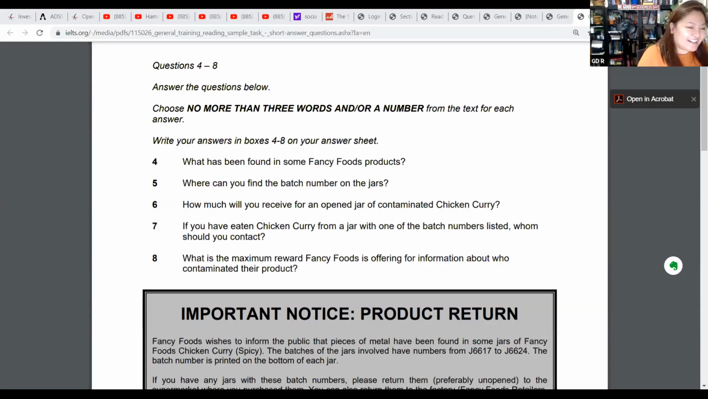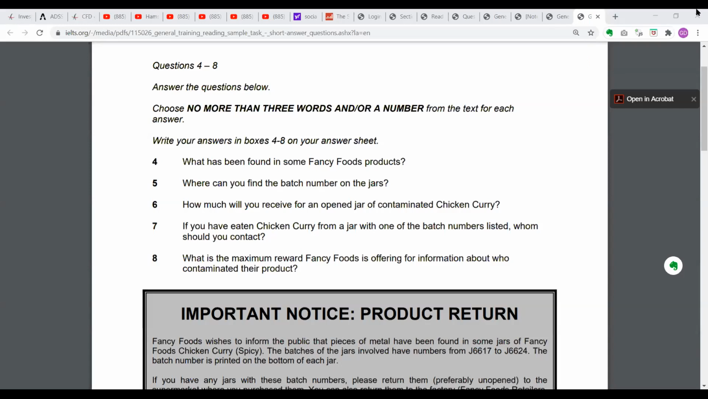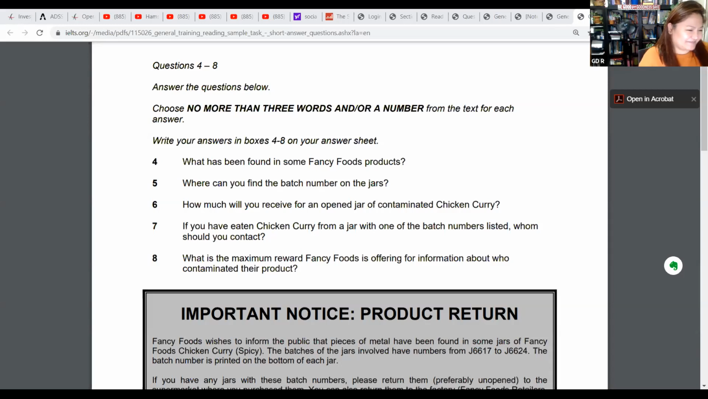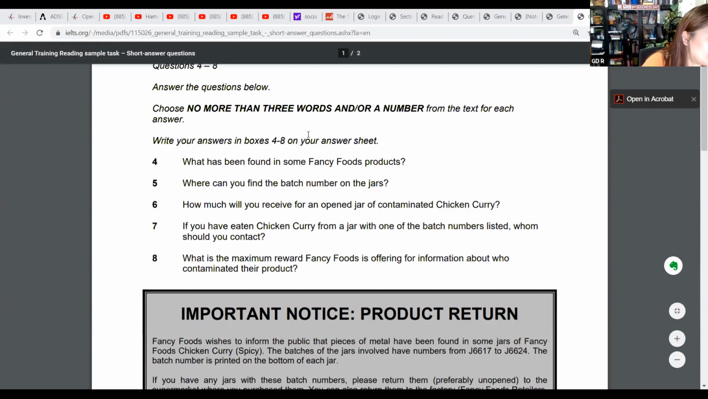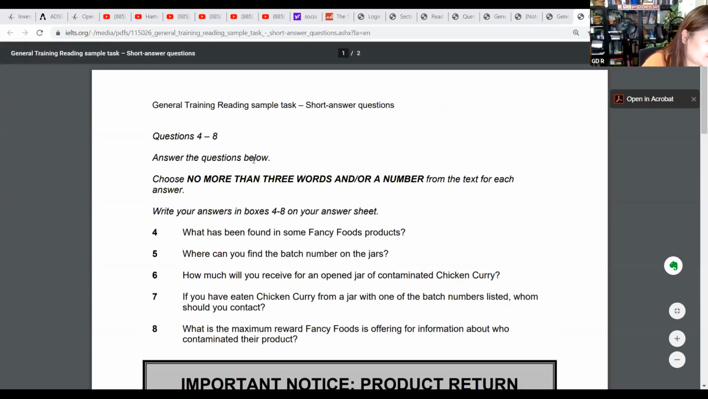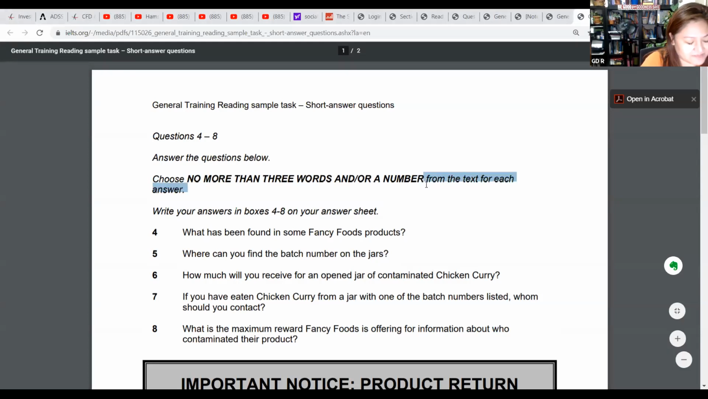Okay, Maribel. Yes, ma'am. Sige, nandiyan ka na. Let's start. Kasi kayo lang ni Romela. Gusto ko to, dalawa lang kayo. Okay. So, questions 4 to 8. Answer the questions below. Choose no more than 3 words and or a number. Again, remember itong mga special na mga instructions nila.